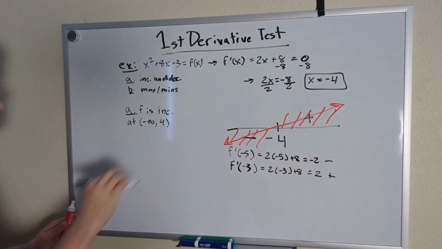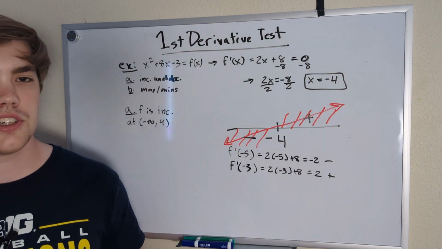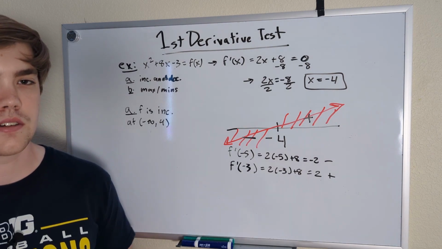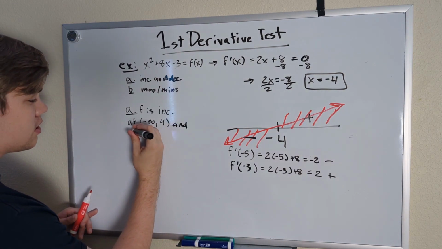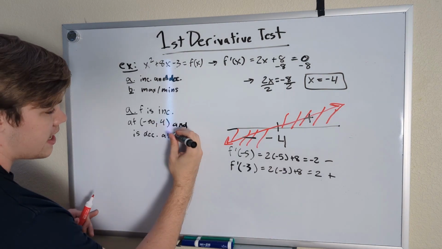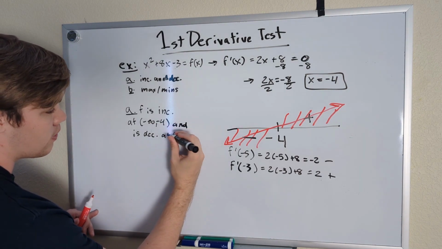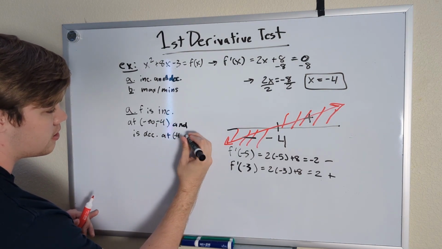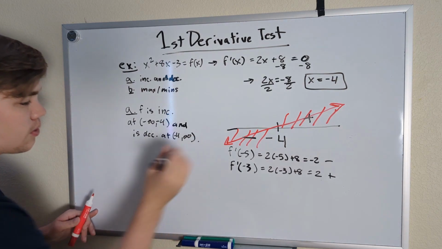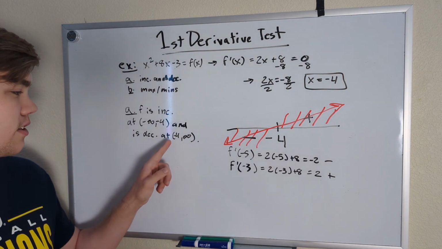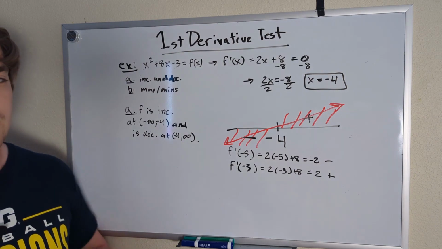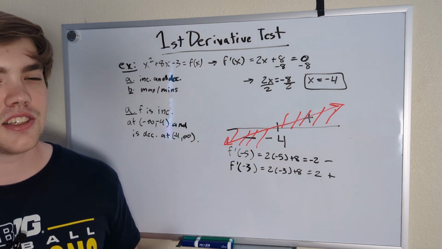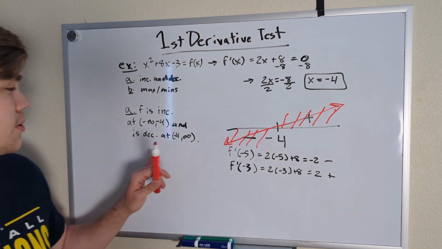But we cannot include 4 because at 4, this function is equal to 0, which is neither increasing nor decreasing. And this function, f, is decreasing from negative 4 (sorry, I meant to write that there) to infinity. Once again, we can't use brackets because we cannot include negative 4, and we also cannot include infinity with brackets since infinity isn't really a number, it's just a concept. So this is part A answered.